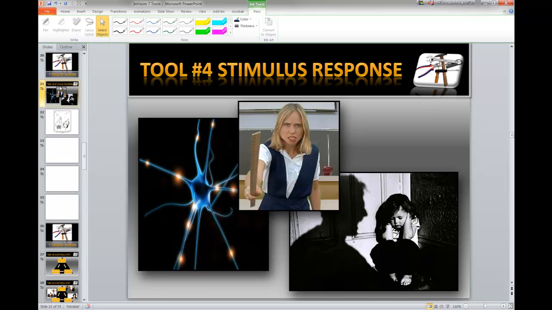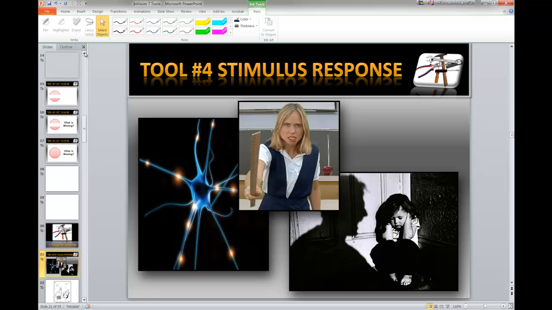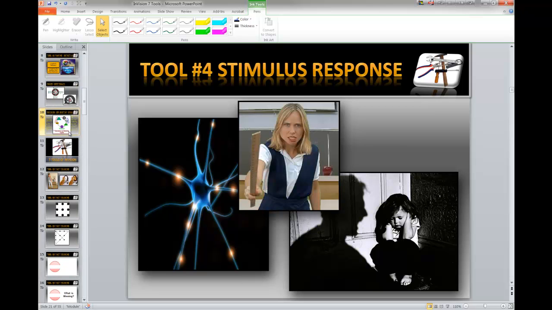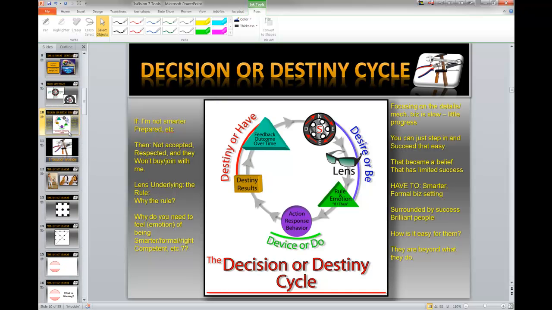And the challenge becomes, if we could remember the needs continuum, where we look at how we discover our lenses, we basically look at our needs, then the rules and the emotions, and then the action and response and behavior that comes from that rule and emotion. Then that produces a result, which gives us feedback over time. And what I found about my stimulus response pattern is it's not meeting my needs over time.